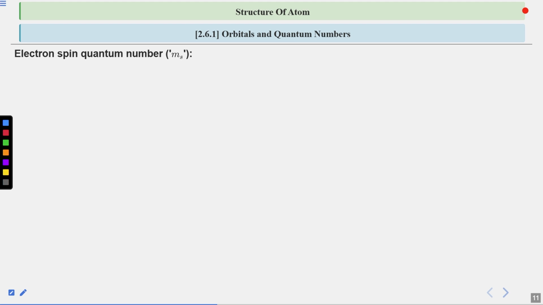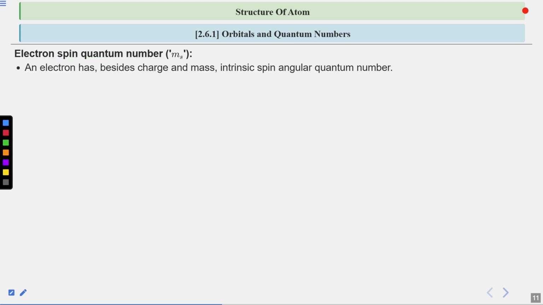Now let us try to understand what the electron spin quantum number is. The unique thing about this quantum number is that it is not included in the wave function. I have told you earlier that the wave function gives you the values of 3 quantum numbers: the principal quantum number, the azimuthal quantum number and the magnetic quantum number. But it is not saying anything about this spin quantum number.